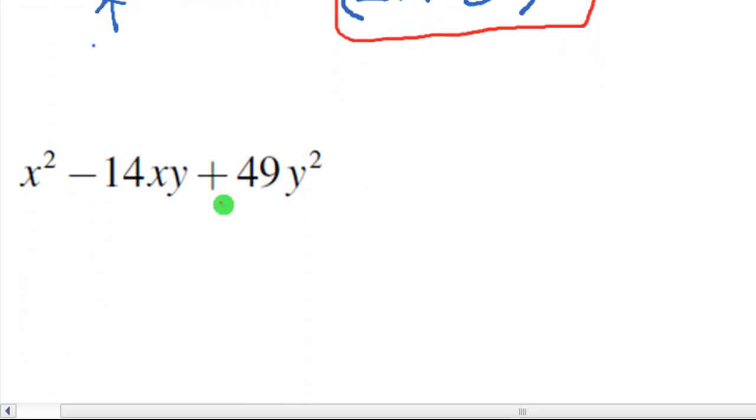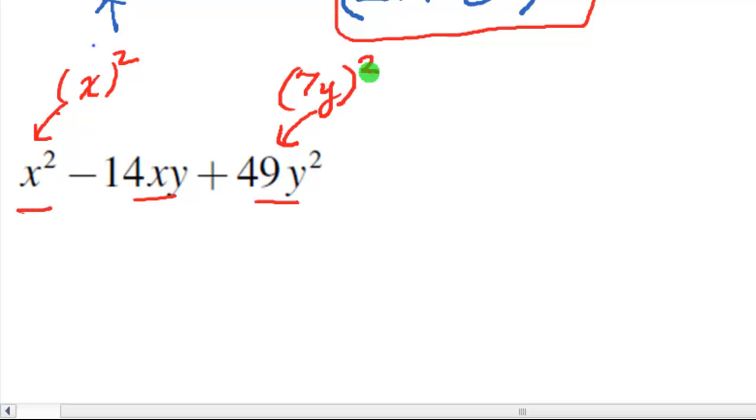All right, one more. Okay, this time we have x's and y's, but no problem. We'll just treat them the same. So we have a trinomial. We have 3 terms. This first term is x squared. This last term is also a perfect square. 49 is 7 squared, and we have y squared. So this last term is 7y squared.